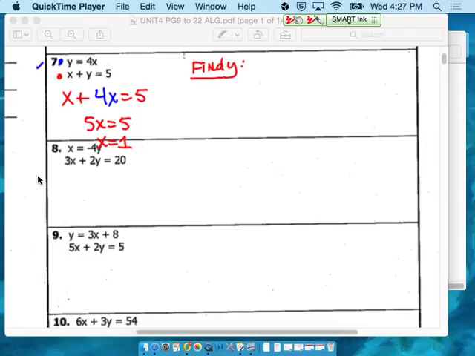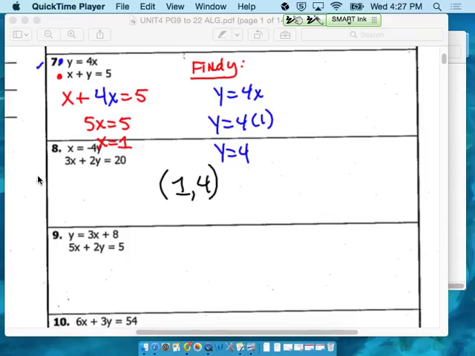So go back to either equation and take the equation that's the simplest to work with. And I think that y equals 4x is pretty easy to work with. I know that x is 1, so y equals 4 times x, which is 1, so y is 4. So the solution to this system would be the ordered pair x is 1, y is 4.